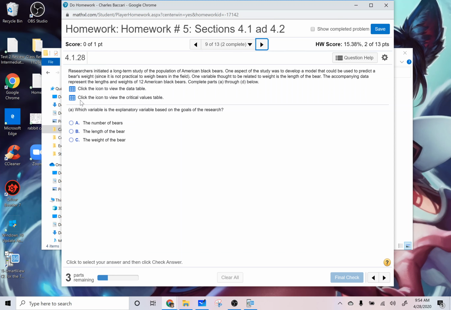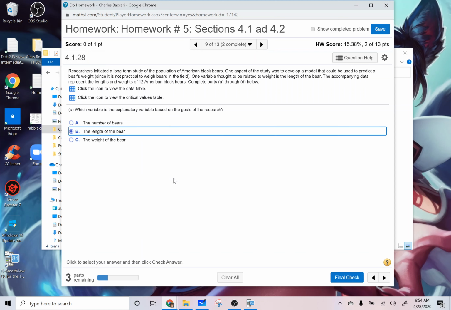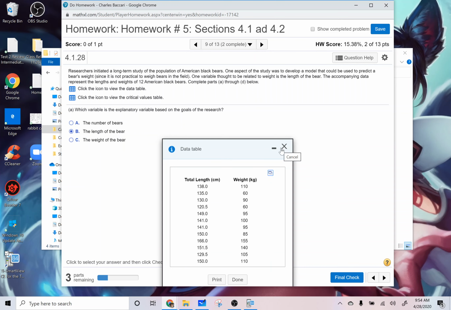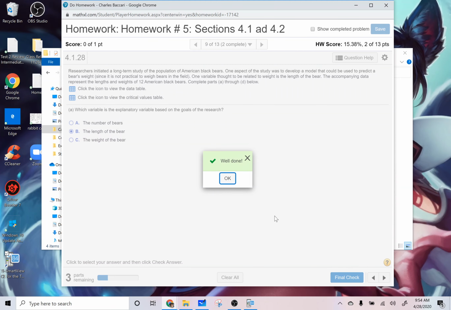Which variable is the explanatory based on the goals of the research? So, in one study, researchers initiated a long study of a population of American black bears. One aspect of the study was to develop a model that could be used to predict a bear's weight. So, I mean, the length would probably be the explanatory. Let's look at their table. Yeah, they have length and weight, so I'm assuming it's that one.